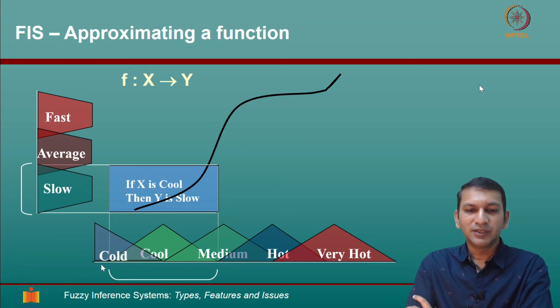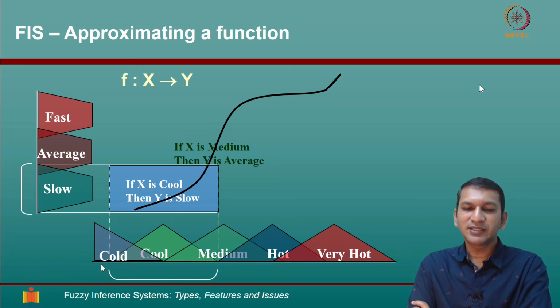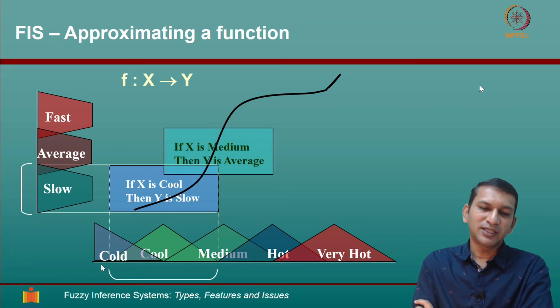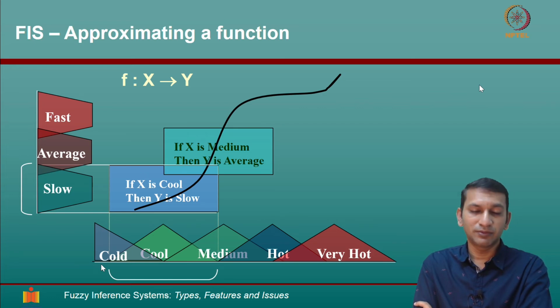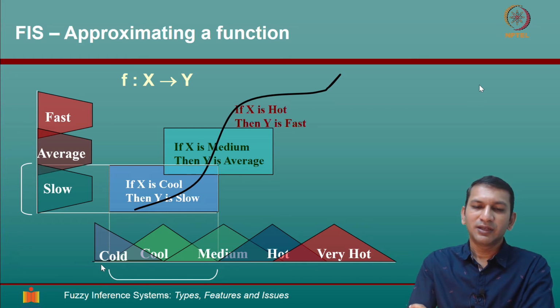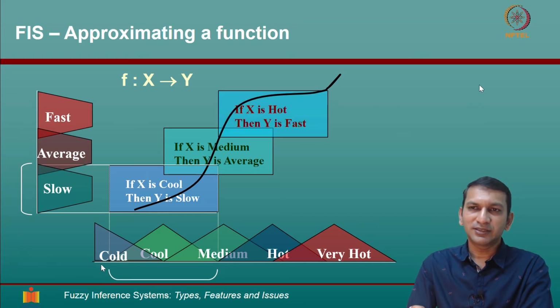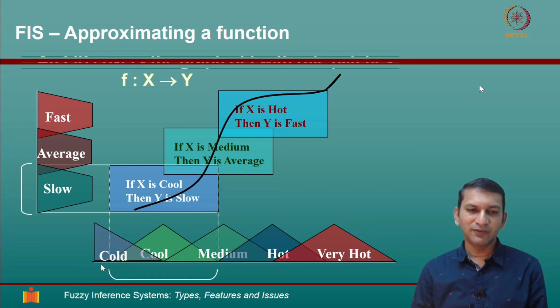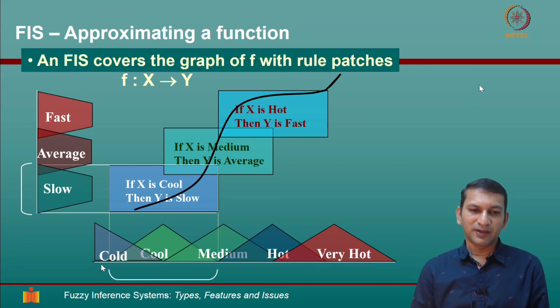Let's continue further. Look at this rule. If x is medium, then y is average. What part of the domain would it cover? Clearly this, where on the x-axis you have taken the support of medium, on the y-axis you have taken the support of average, and essentially you are doing a Cartesian product. So for every rule you take this depending on the supports. So now you see here what we have is this. We said an FIS covers the graph of f with rule patches, and how are we covering?